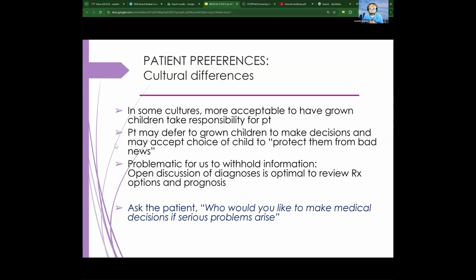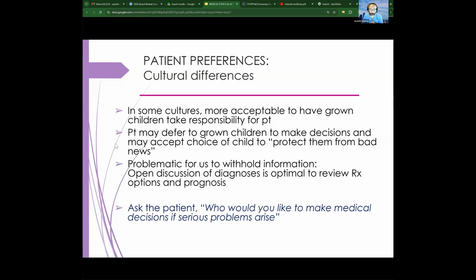And this can be problematic. I've had a couple of cases early in my career where it caused a significant amount of moral distress and injury to the team, because we did not feel comfortable, although the patient and their family very clearly expressed that there was a different decision maker and everything was to be routed through that person.